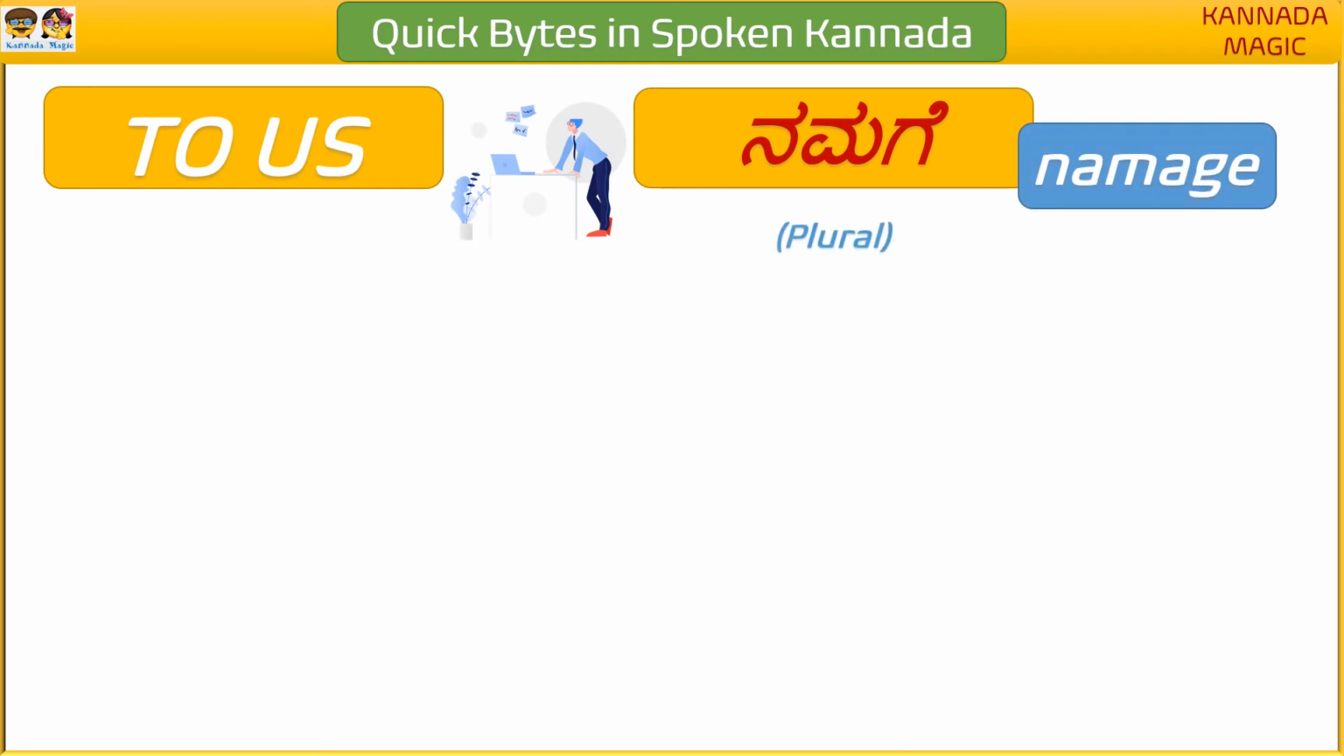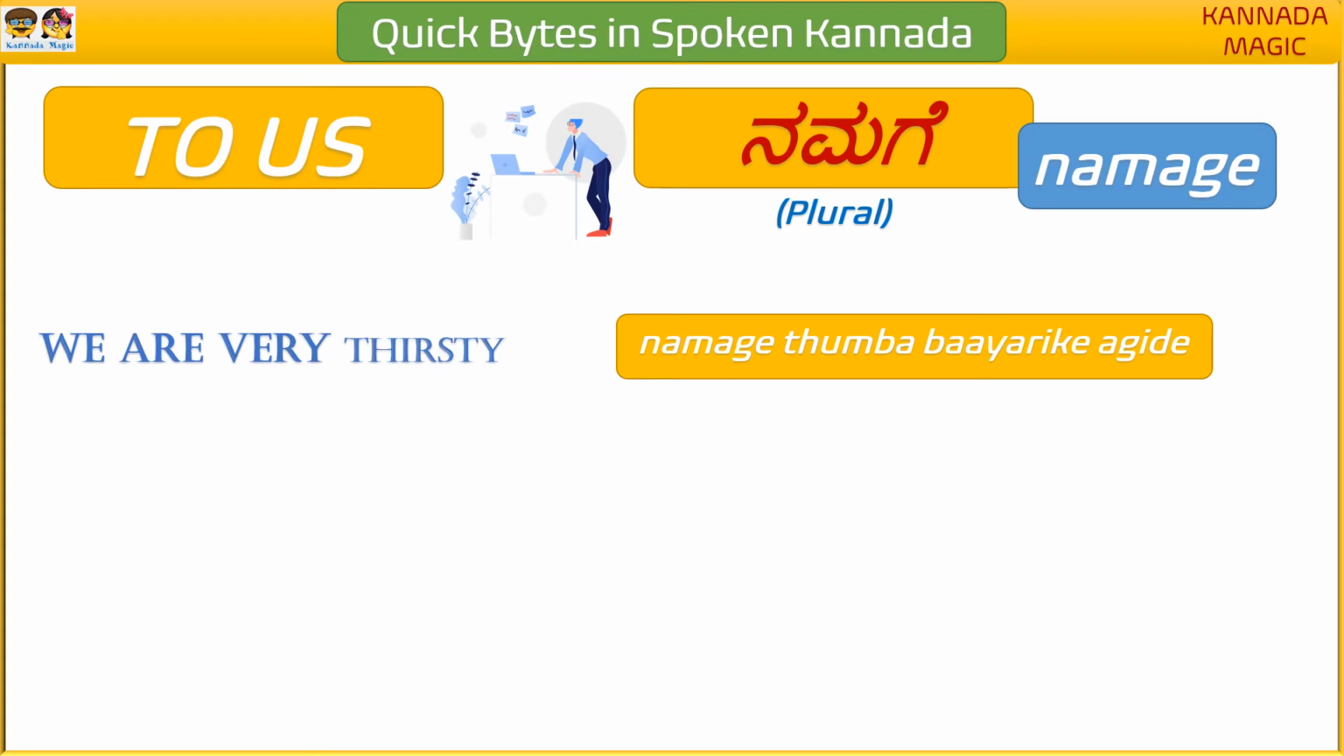So you meet somebody, or you go to some house and you want to say, we are very thirsty. You can say namage tumba bayarike agide. Namage is to us. You're trying to use to us. Tumba means a lot. Bayarike means thirsty. Agide means it happened. So this is a usage of namage, that is meaning to us.